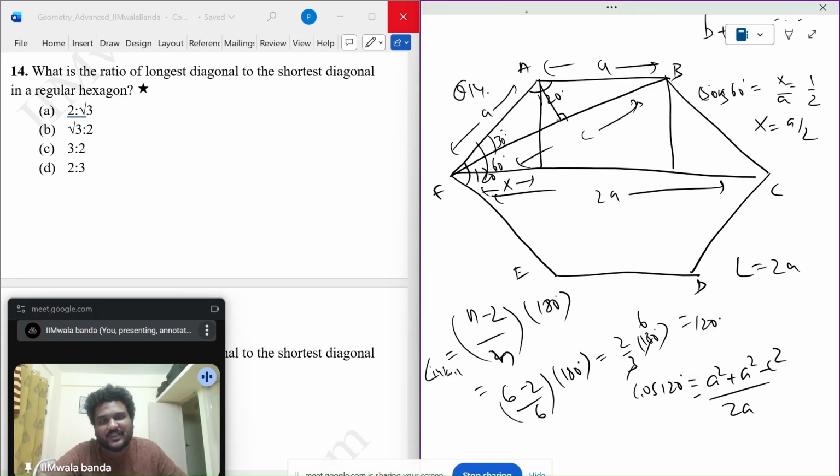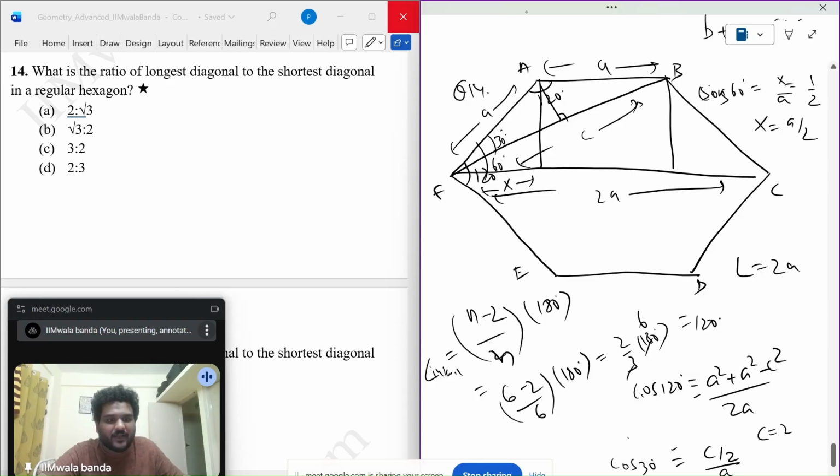Right? Because this was 60, this is 90, so you're sure this is 30. You can do this as c by 2. So sine 30 degree, or cos 30 degree, will be c by 2 upon a.